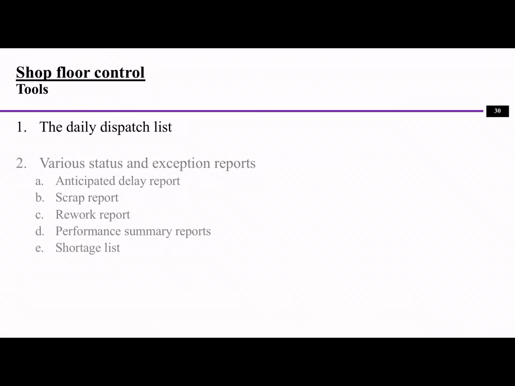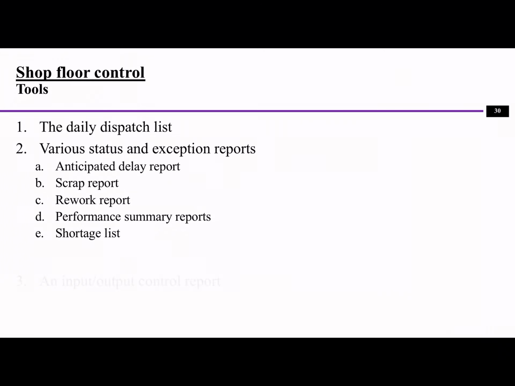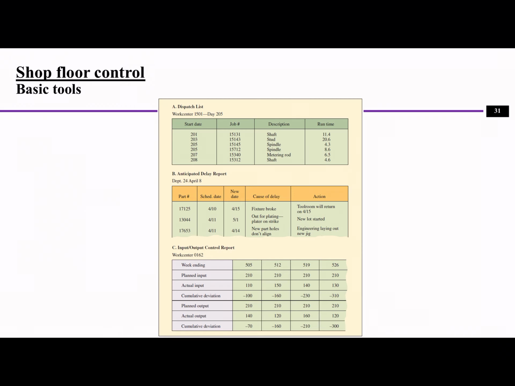And another is the tools. Some of the typical tools that are used on the shop floor actually differ a lot with different production companies, which use different tools. One typical tool is the dispatch list. It includes reports and also a lot of other things. For example, the reports include the scrap report, rework report, shortage list, and performance summary reports.